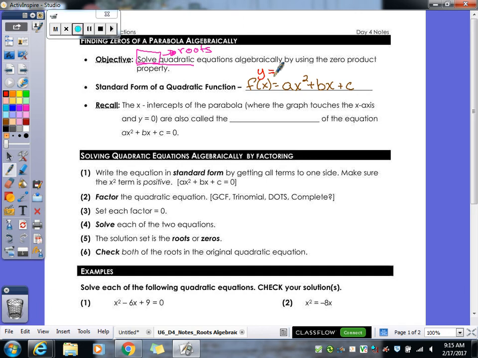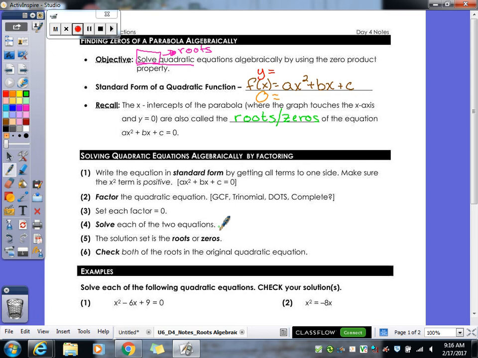But for today, when we're going to solve these, instead of y and f of x, we're going to have them equal to 0. When you're solving algebraically, we've got to have those equal to 0. Recall the x-intercepts of your parabola are also called the roots or zeros of the equation ax squared plus bx plus c equals 0.